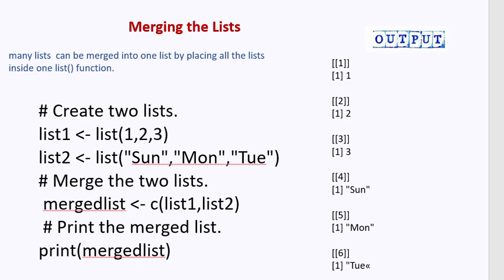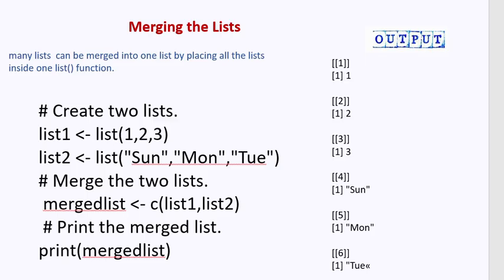Let me get into the next concept, merging lists. We can create any number of lists, and all those lists can be merged together with the help of the list function itself. We do not need some other new function in order to merge the complete set of data. Let me see a sample.